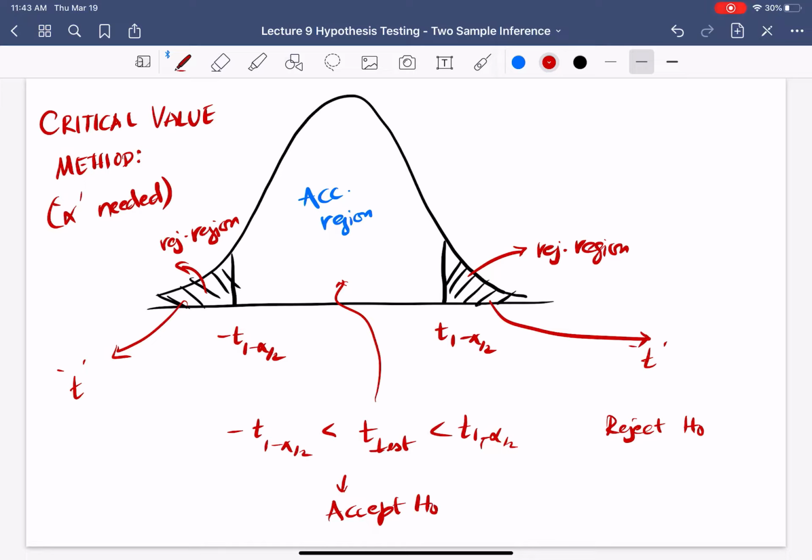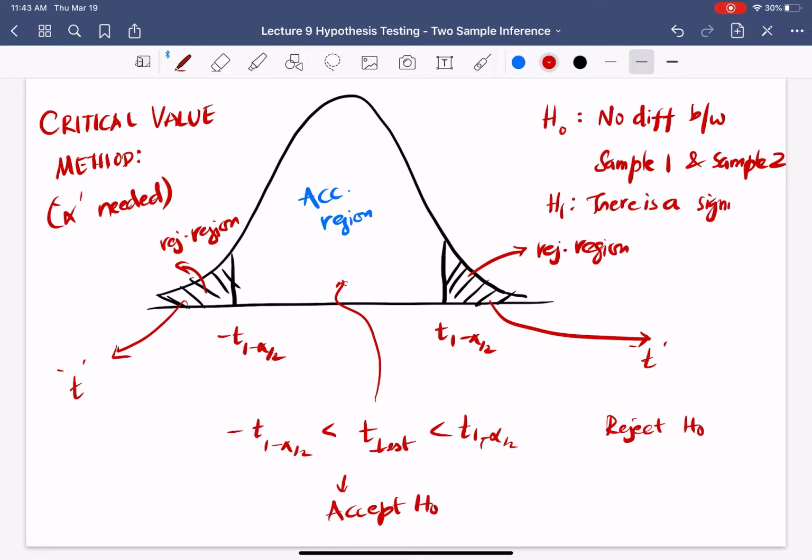What is H0 and what is H1 here? H0 considers that there is no difference between sample 1 and sample 2. H1 considers that there is a significant difference between sample 1 and sample 2. So that is H0 and H1. So this is the critical value method.